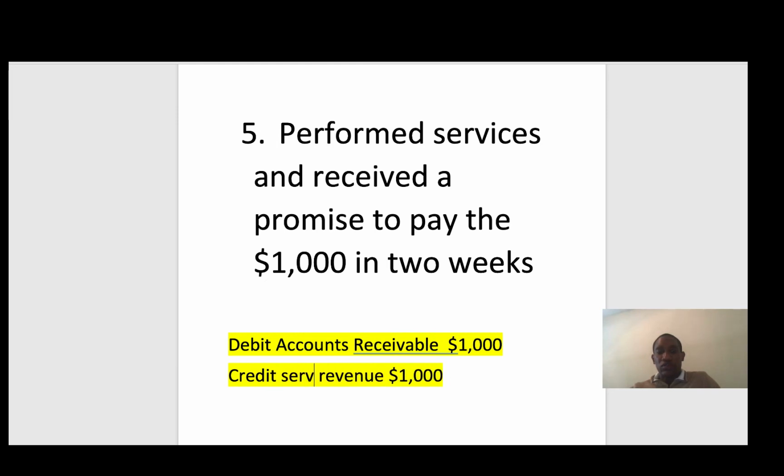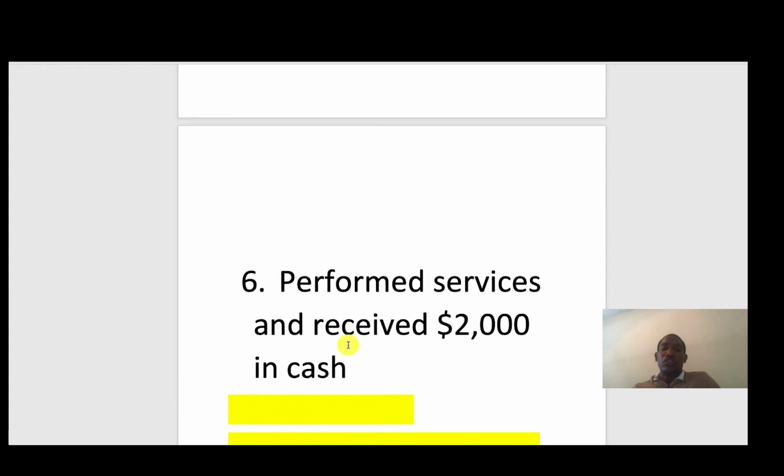I'll fix that. Unearned revenue we'll talk about later. Okay? So this entry, you'll see entries like this all the time. When you perform services, this is a revenue entry on credit, right? So you perform services, you're going to credit service revenue, and you're going to debit accounts receivable.